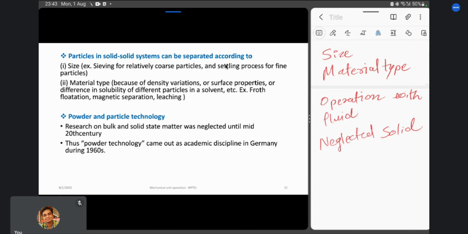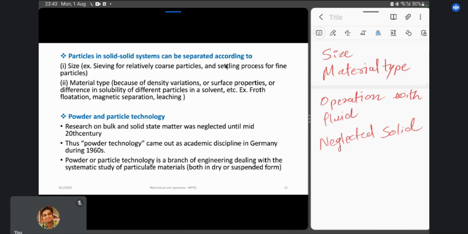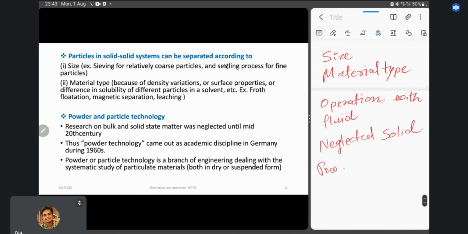Now, what is powder technology? Powder particle technology is a branch of engineering dealing with the systematic study of particulate matter, which is either in the dry form or in a suspended form. So that's how the whole powder technology works. Although we are not going into much detail of this, it is very important to understand how this solid mechanical unit operation started to build its own importance.